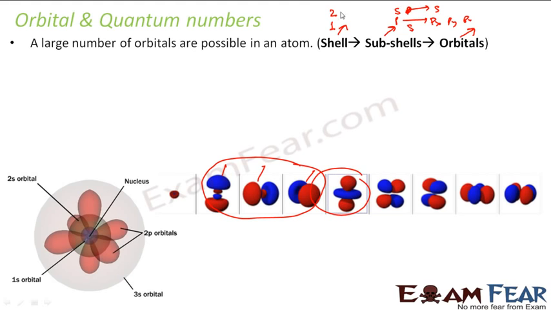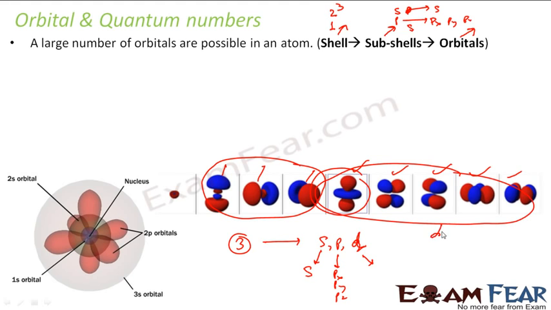And if you talk about the third shell, then you have s, p, d subshells. For s subshell, there is only one orbital. For p subshell, there are three orbitals, px, py, pz. For d subshell, there are five orbitals actually. See, one, 2, 3, 4, 5. They're all for d. Each orbital will have two electrons. That's how it is. So you have shells, subshells, and orbitals. We'll discuss more about this.